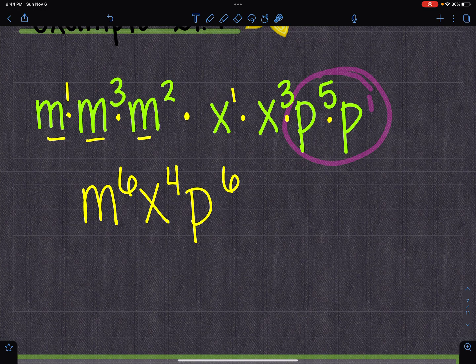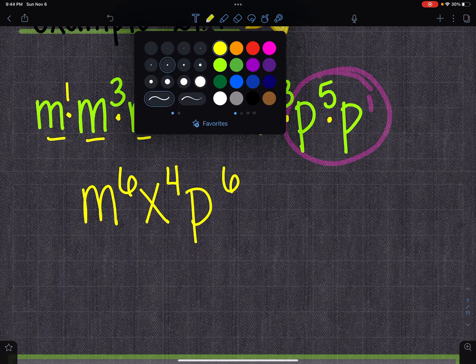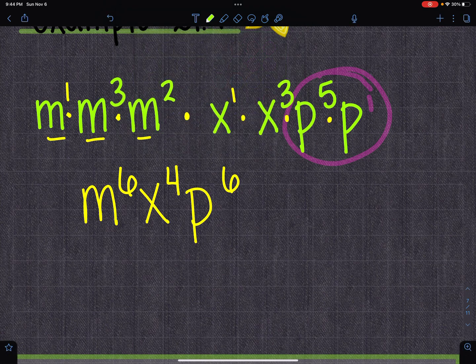Oh, for example, if we're correcting your homework and this is the answer that you get, but the answer in the book says M6P6X4, guess what?